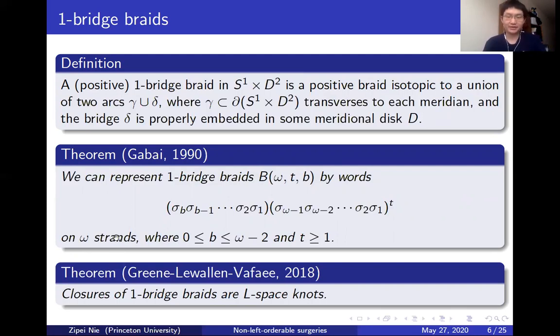But we should be careful that if we represent the one-bridge braid this way, we have to make sure that it is a knot rather than a multi-component link. A theorem in 2018 states that closures of one-bridge braids are L-space knots. That's what we want.